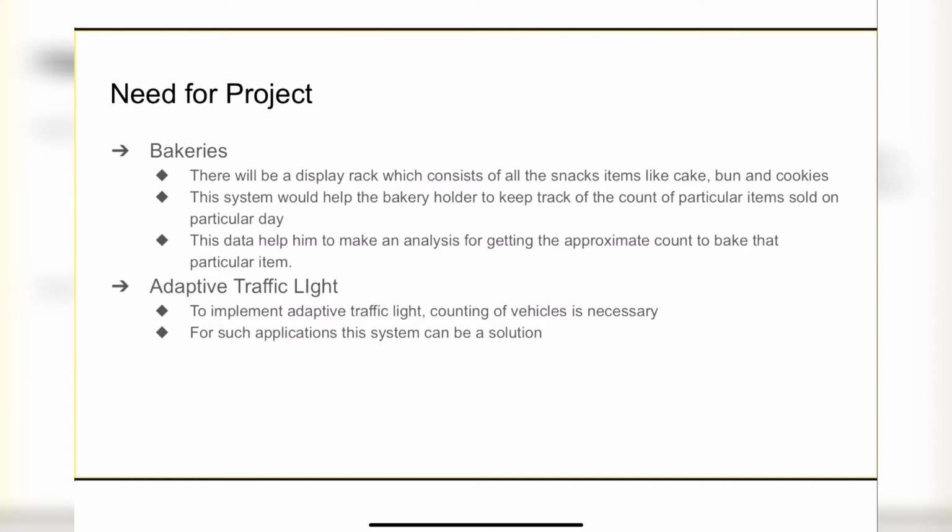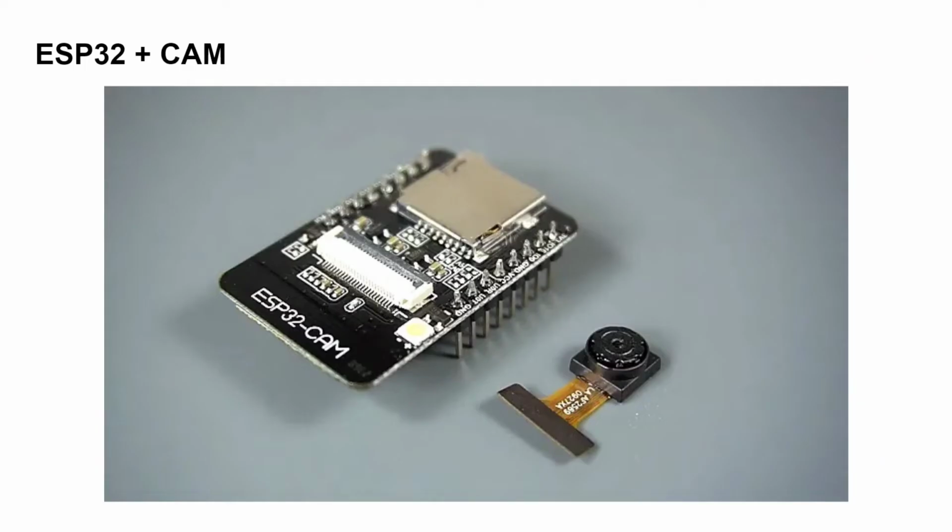Then, to implement an adaptive traffic light, counting of vehicles is a necessary thing. For such an application, this system can also be a solution. Before moving into the circuit diagram, let's discuss some of the modules used for our project.